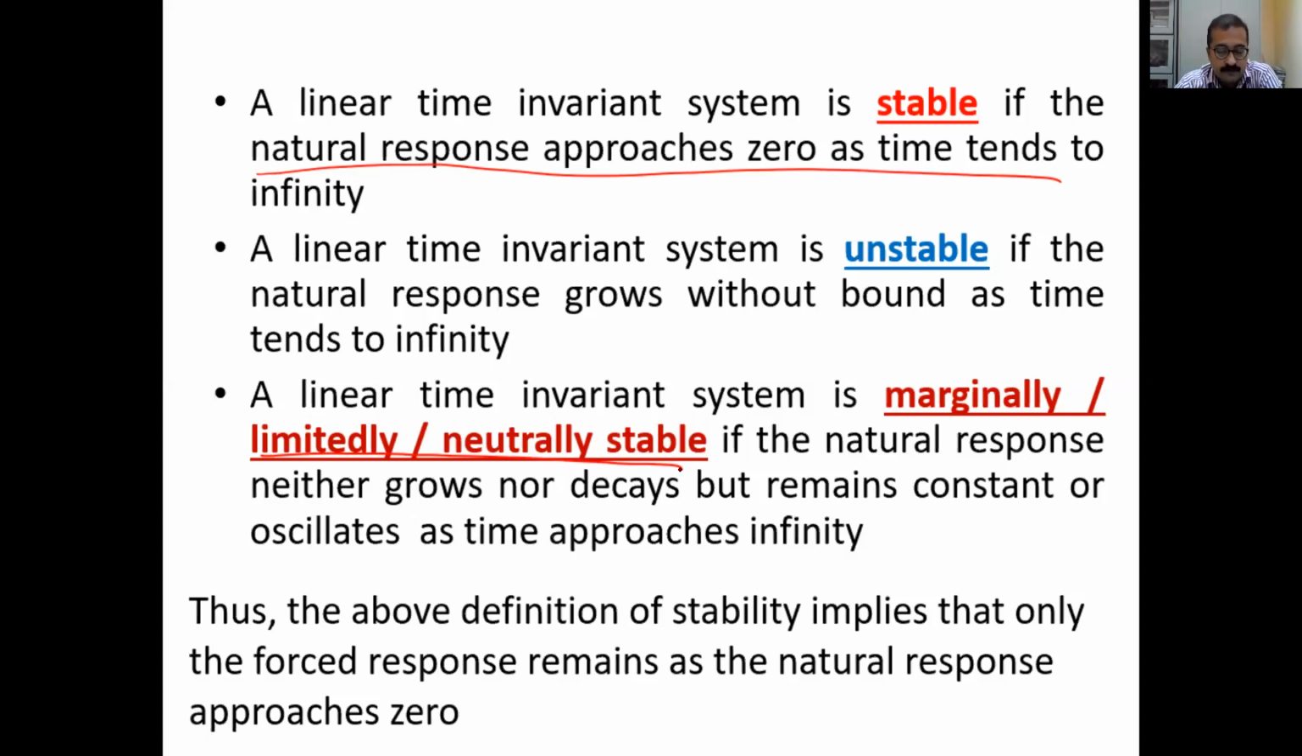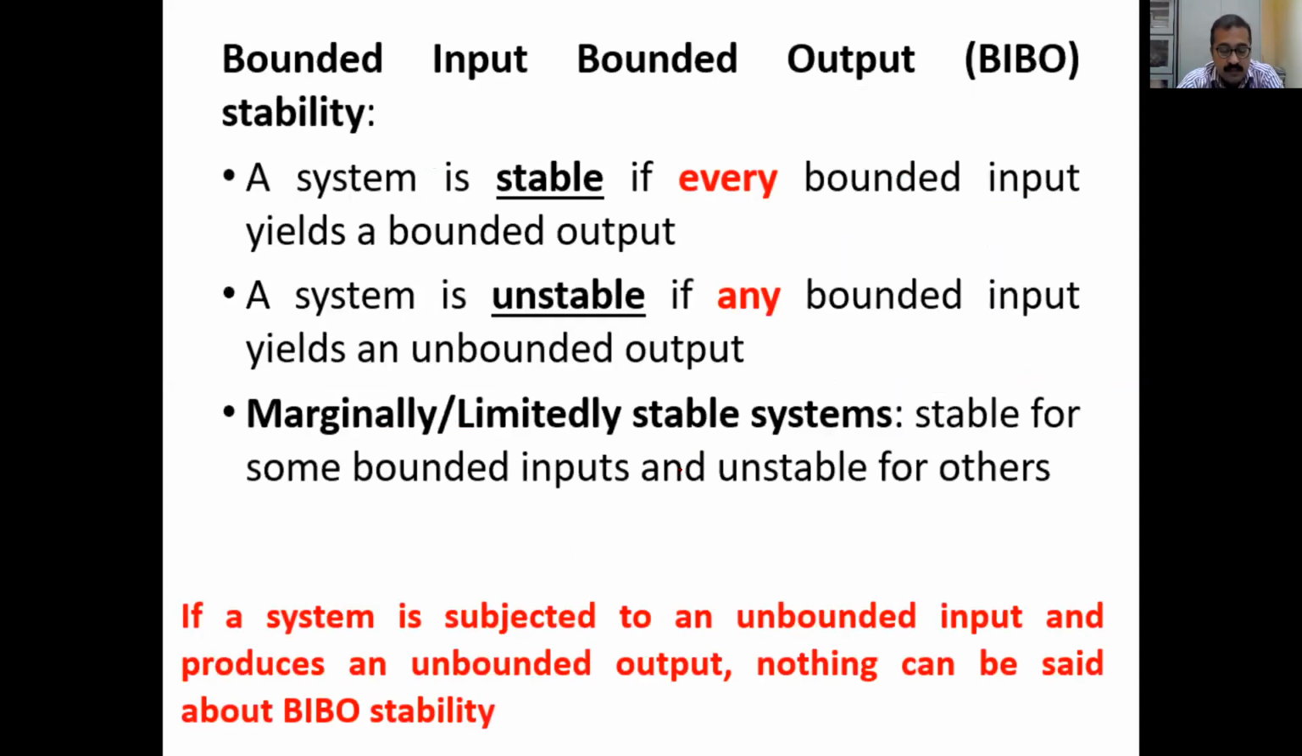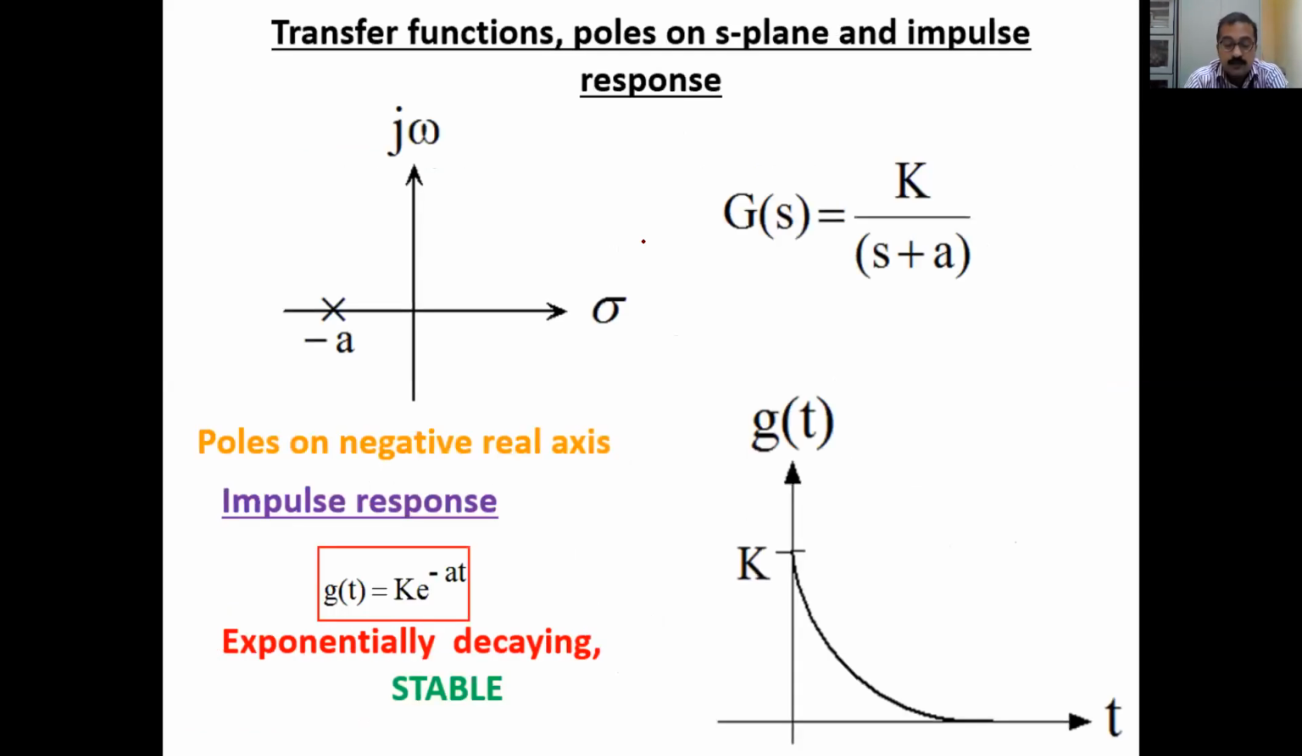That definition of stability pertained only to the transient part or the natural response. Now, if you consider the response in totality, both the transient and the steady state together, then we have the notion of BIBO stability, or bounded input, bounded output stability. A system is said to be BIBO stable if every bounded input yields a bounded output. Okay. Then we took some examples.